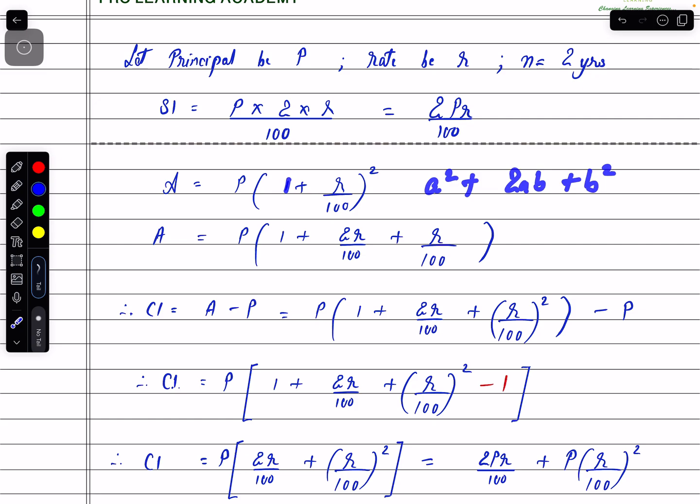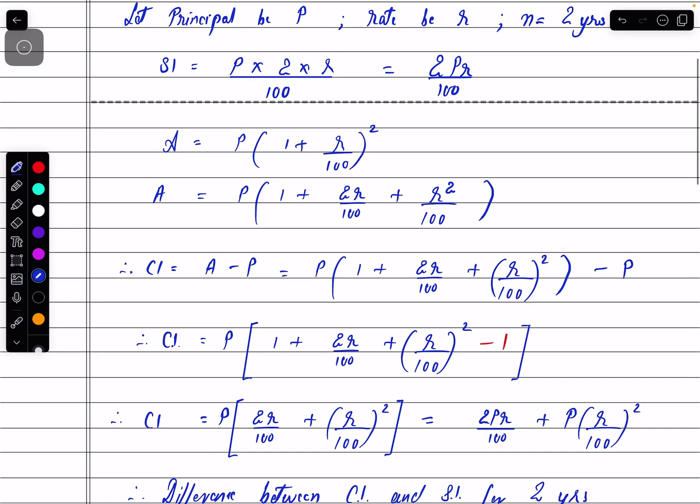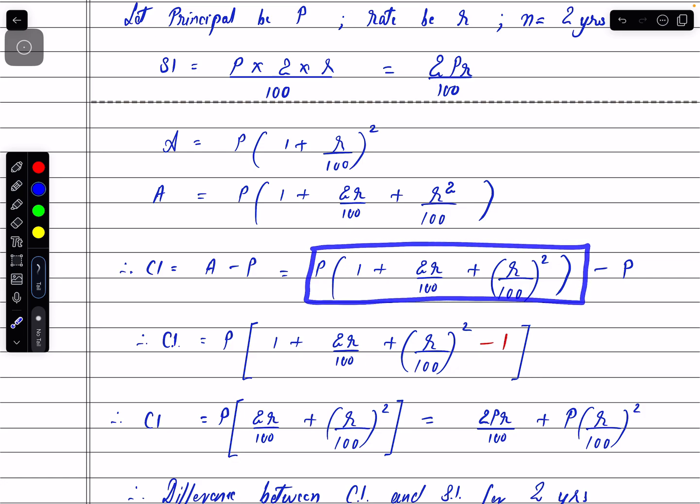So here 1 square becomes 1, plus 2 times R over 100 times 1, plus (R over 100) the whole square. So now we are looking at the difference between amount and the principal, which is CI, compound interest, equal to amount minus principal. So we know this is our amount. From this we take away the principal, so we'll be left with the compound interest, which we will earn in 2 years.